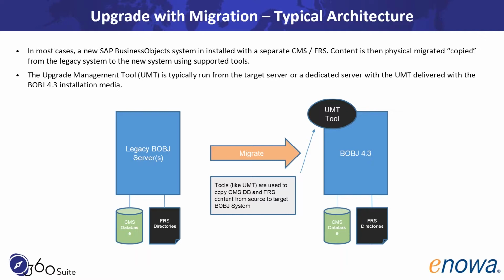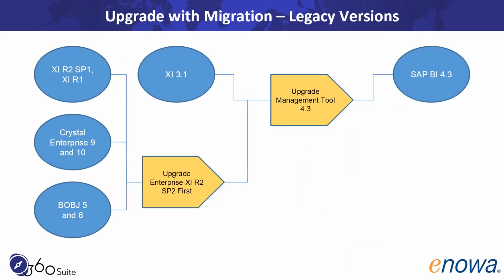The upgrade management tool was a replacement for the import wizard starting with 4.x. That's a piece of software. It has gotten better with every release. We expect it to have some improvements with 4.3, although those have not been released yet. So when you've got a legacy version, essentially you've got a few upgrade paths. If you're on anything before XIR2 support pack 2, you have to first go to XIR2 support pack 2. Again, our polling question basically told me most of you don't have to even worry about this.